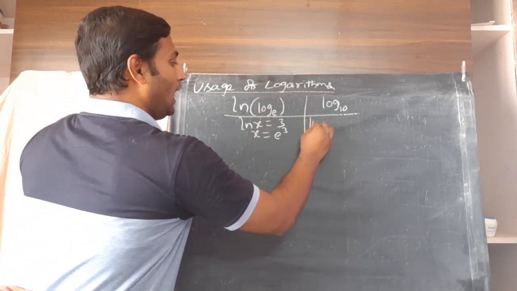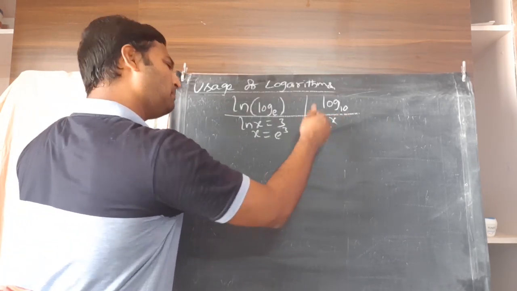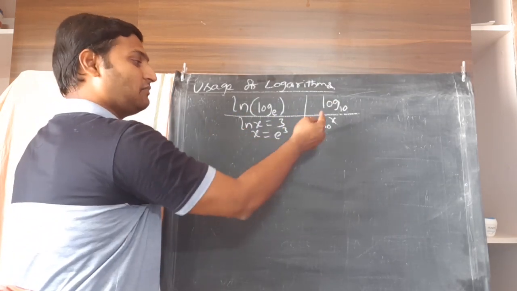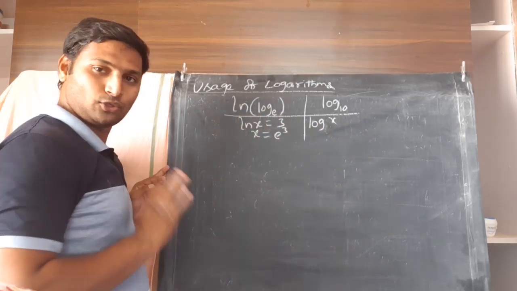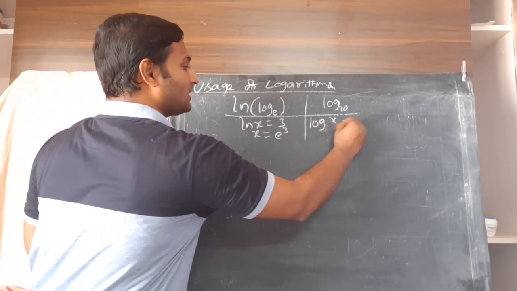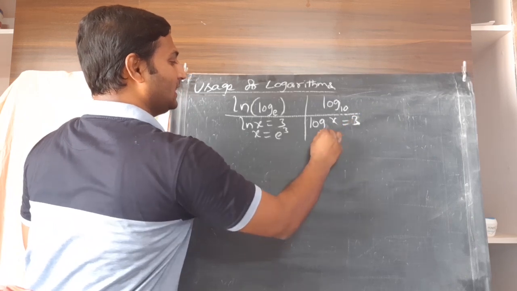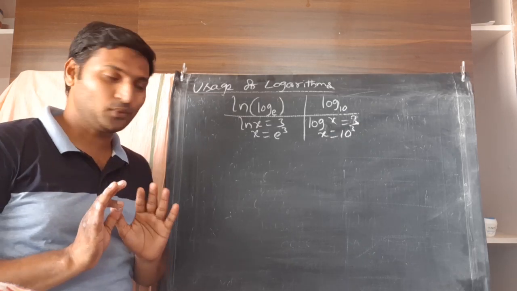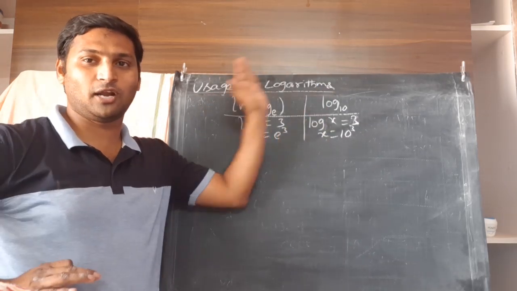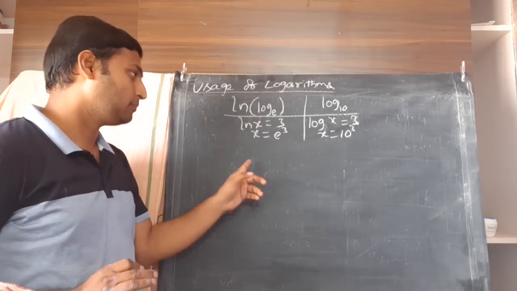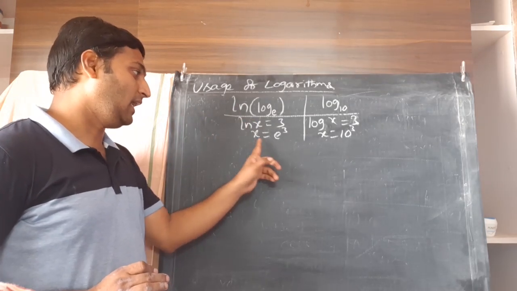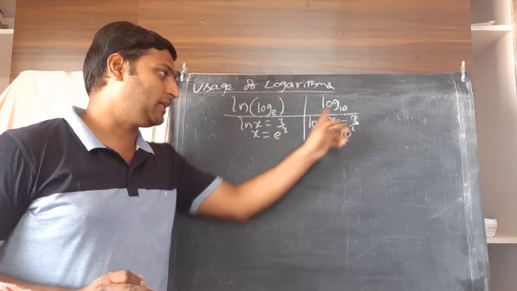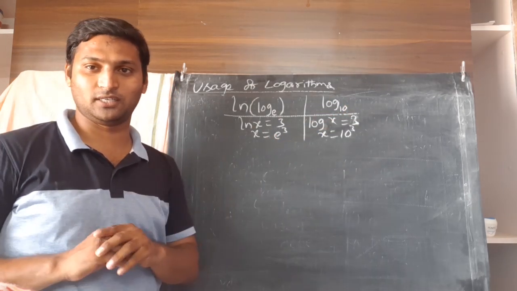And log to the base 10 of x, we simply write it as log x. If it is natural logarithm, we write ln. If it is log to the base 10, we simply write log. So if there is no 10 also, no problem. If log of x is equal to 3, then x is equal to 10 power 3. You understand now? So the difference between natural logarithm and log to the base 10 is so simple: natural logarithm represents the values of e exponents, whereas log to the base 10 represents the values of 10 exponents.